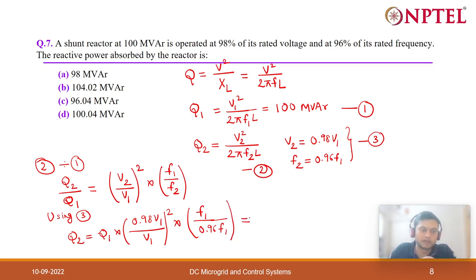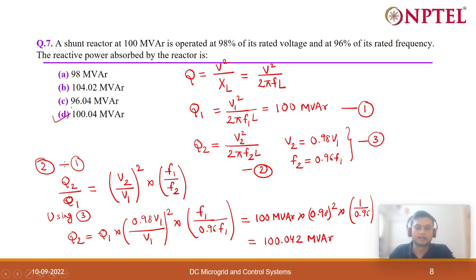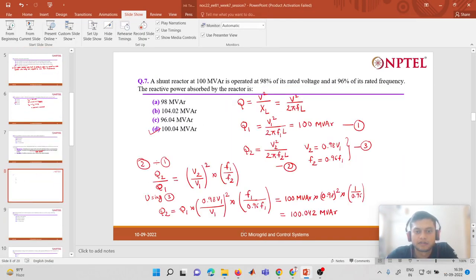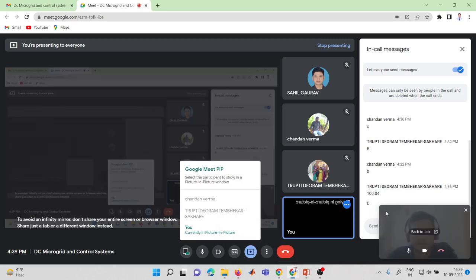So just put all these values. So Q1 we have 100 MVAR, into 0.98 square, into 1 divided by 0.96. So we will get the answer as 100.042 MVAr. So the correct answer will be D. Anyone did correctly or not? Yeah, Trupti has given the correct answer, 100.04.